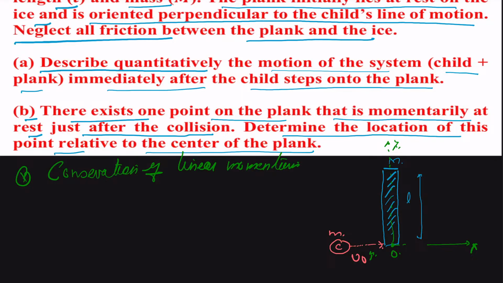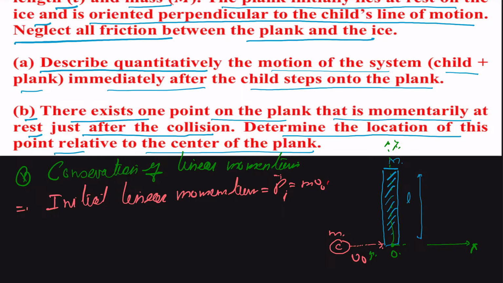And the initial linear momentum is only because of the child, because the Plank is stationary. So we can say initial linear momentum, it is our Pi, which will be equal to m v naught i unit vector plus 0. So we get our initial linear momentum is m v naught i.